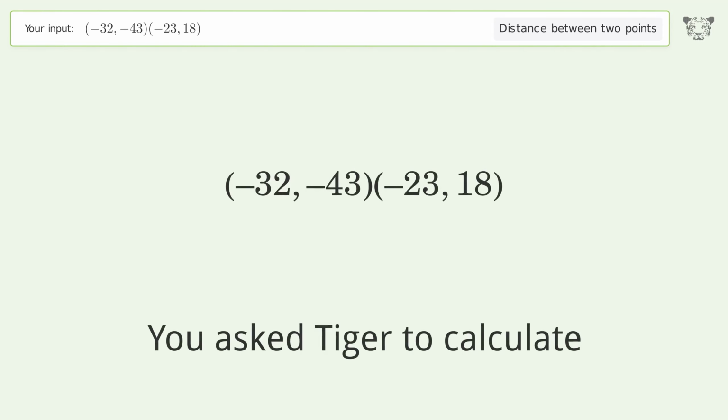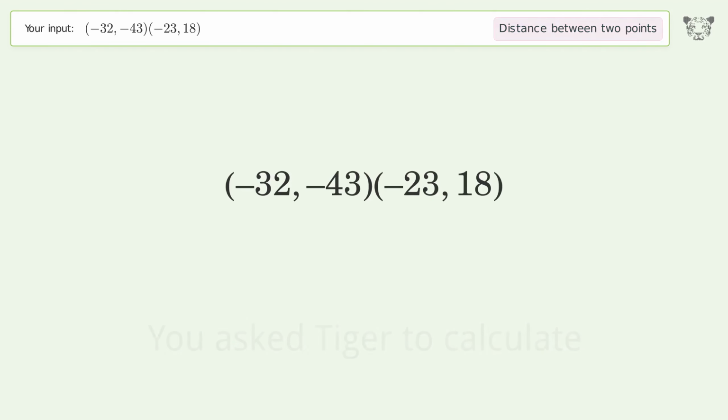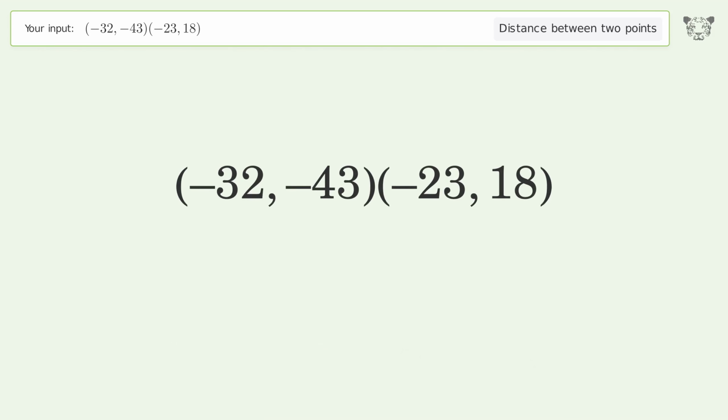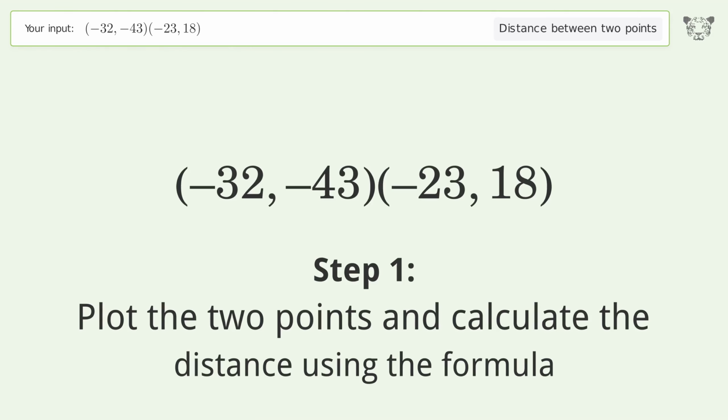You ask Tiger to calculate. This deals with the distance between 2 points. The distance between the 2 points is the square root of 3,802, or 61.66. Let's solve it step by step. Plot the 2 points and calculate the distance using the formula.